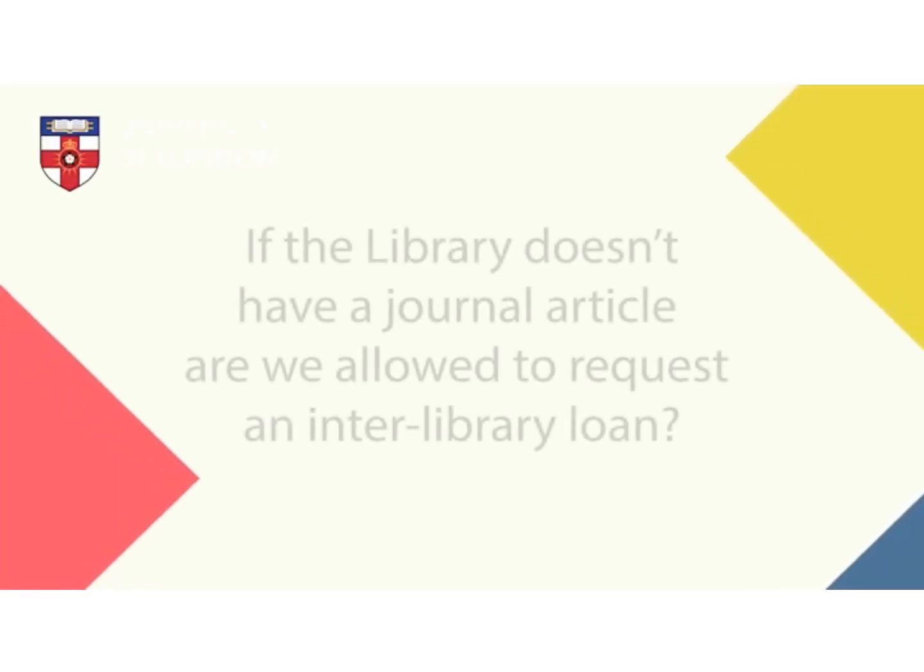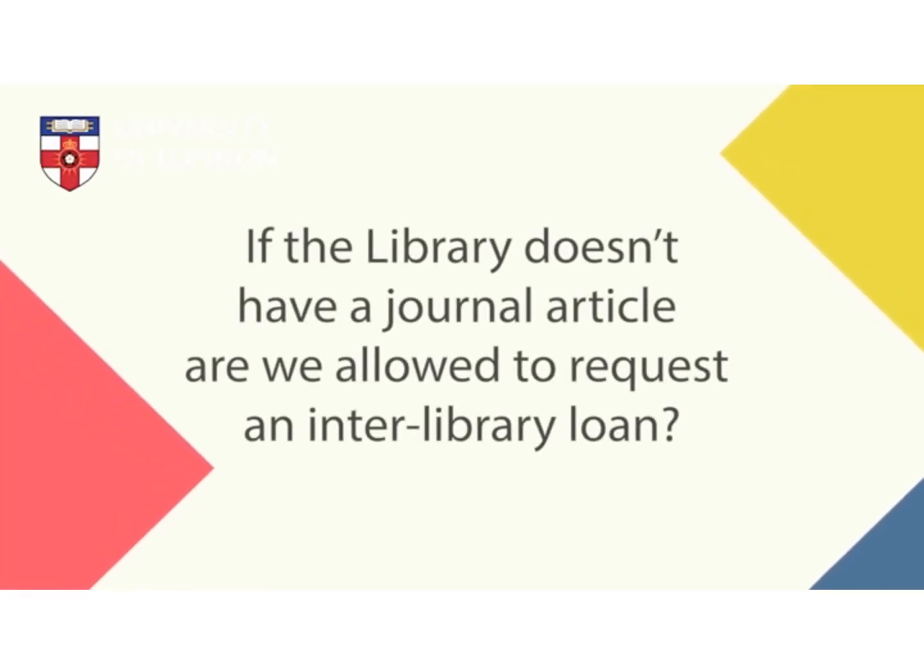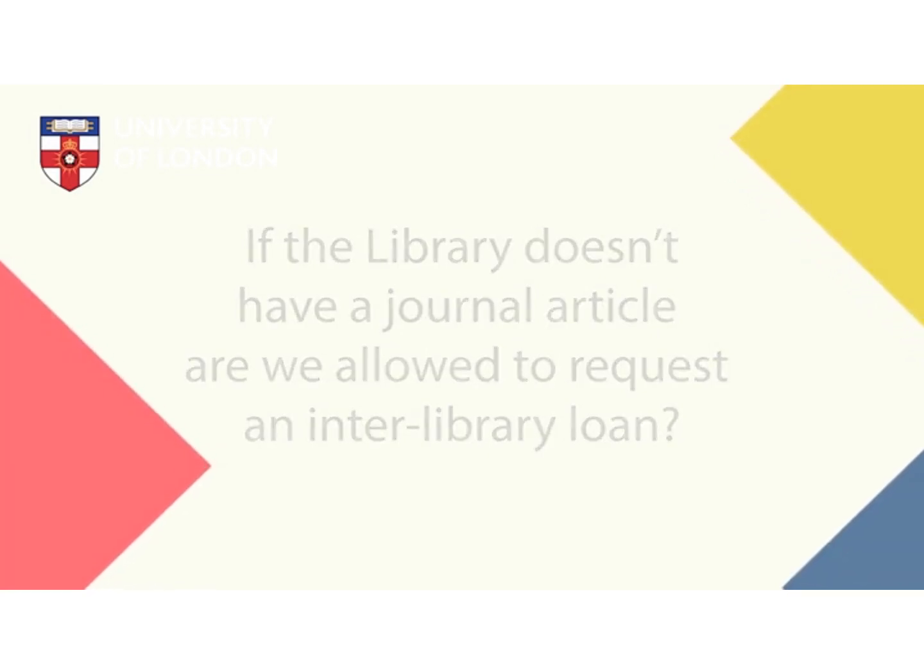If the library doesn't have a journal article, are we allowed to request an interlibrary loan or only under special circumstances? Yes, so if there's something we don't have, then do get in touch with us, tell us what it is and what you need it for. Definitely if it's for a research project or a dissertation or that sort of thing, we'll definitely get an article for you if we can. But do just get in touch if there's something that you need. That's what I would say. We'll do our best to get it for you.